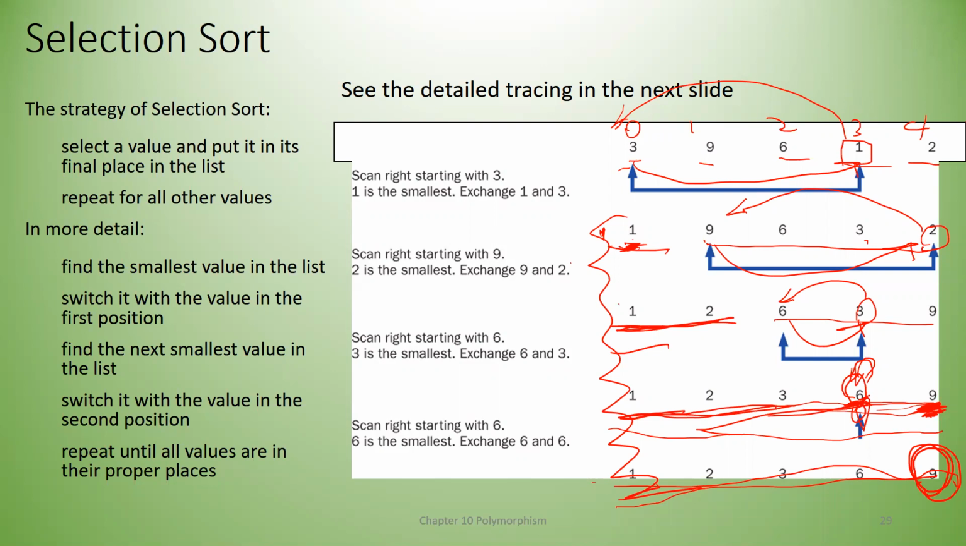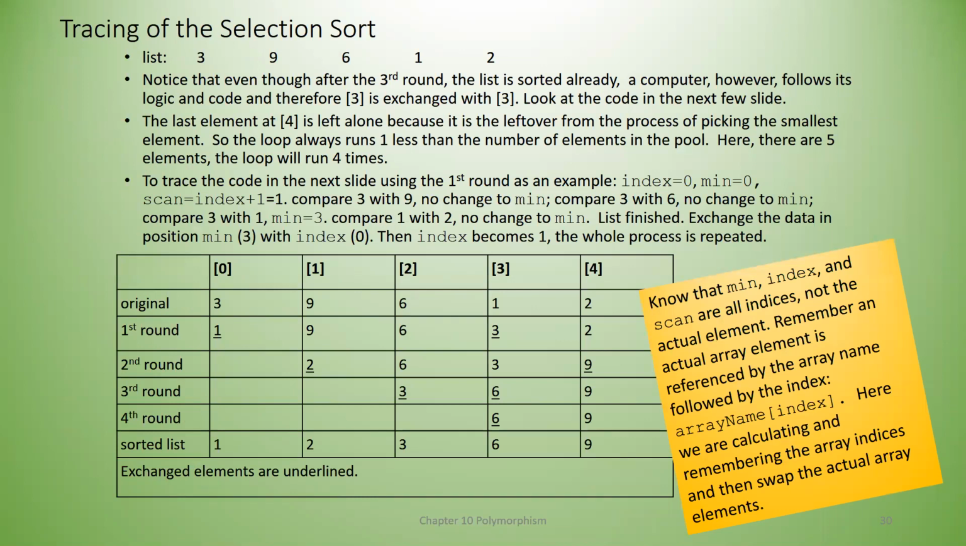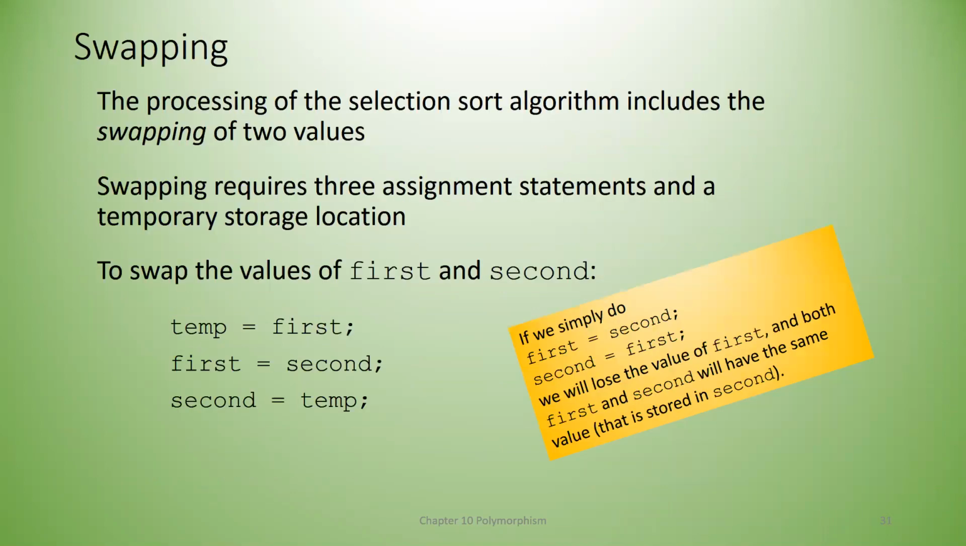That is selection sort. I gave you an example here, and you can look at it. And the swapping, we discussed this. This is how you swap. You place one element in a temporary variable so that you don't lose it, and then you change it.